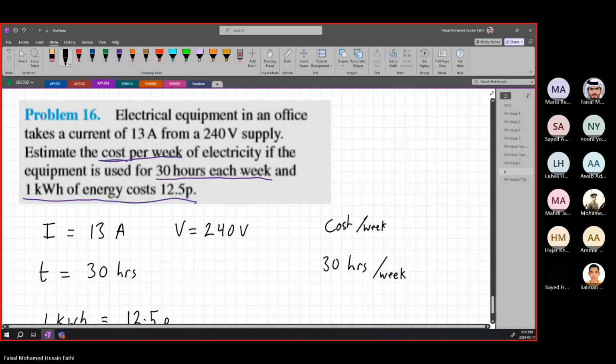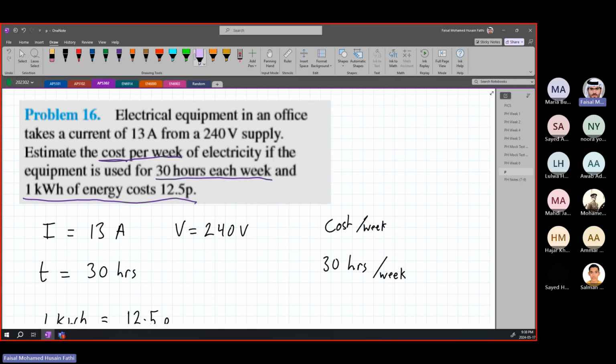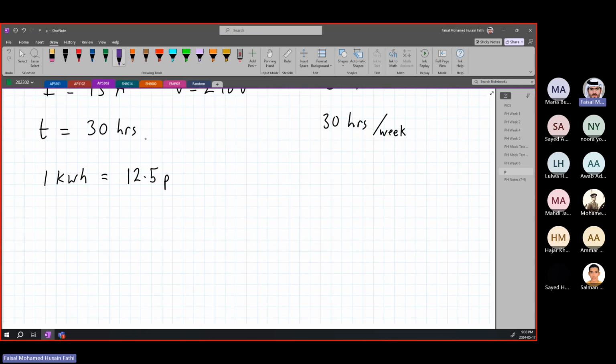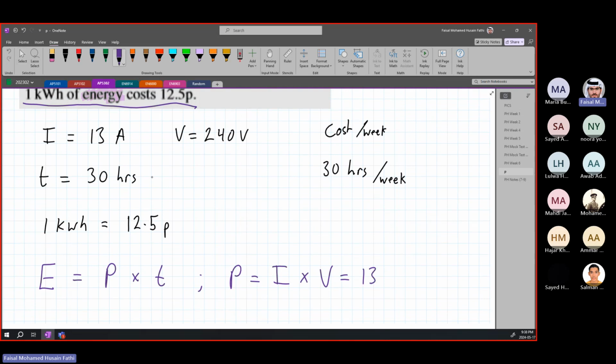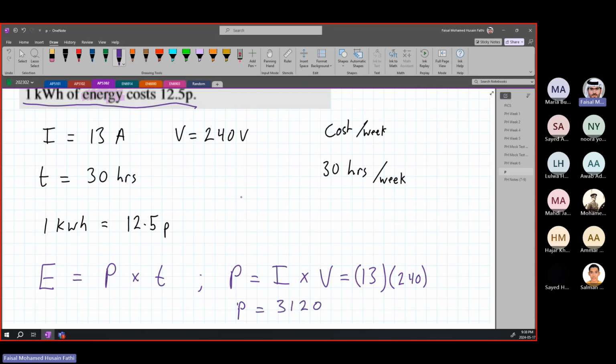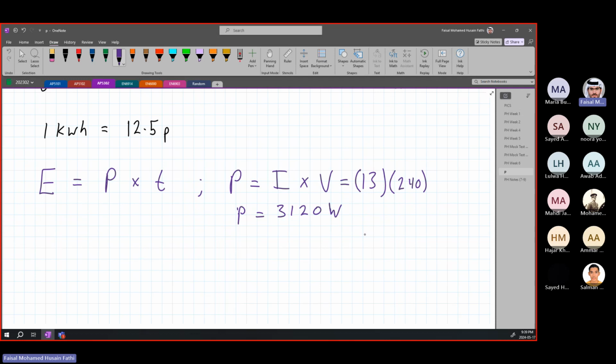We need to find the cost of energy. This is what they want us to find. How can we find energy? We know the equation for it. Energy is equal to power times time. We also know that power is equal to I times V, which we can find directly right now. So power is 13 times 240, which is 3120 watts.